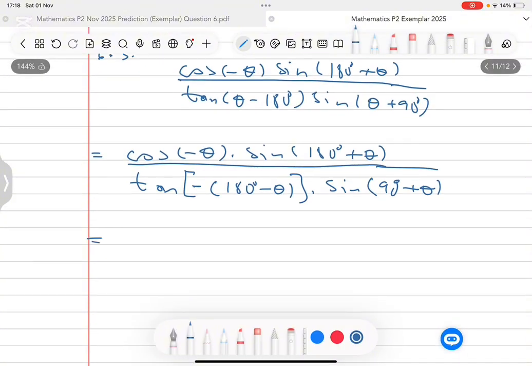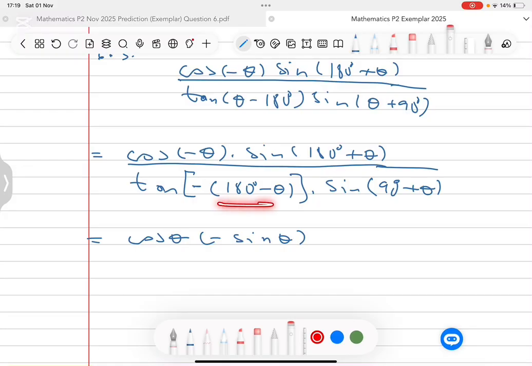Now, let's do the work. We know that the cos of negative theta is just cos of theta. And we can see that this is the third quadrant. And in the third quadrant, sine is negative. So that means I'm going to have a negative sine of theta.